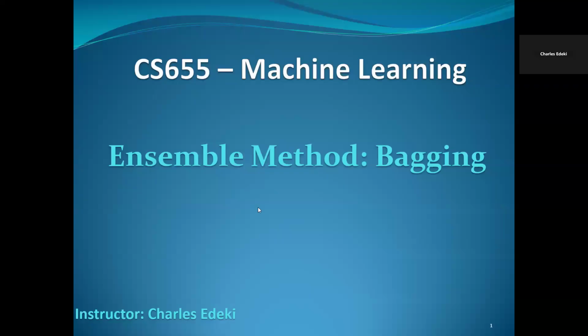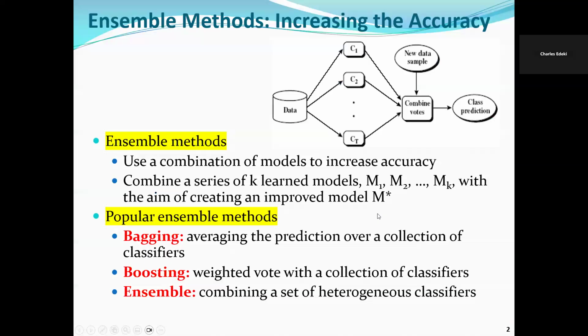Okay, so today our main objective is to cover the concept of ensemble methods. We are going to start with bagging. As we said earlier, we have bagging, we also have boosting, and also random forest. So the first question we are going to ask is, what are ensemble methods?